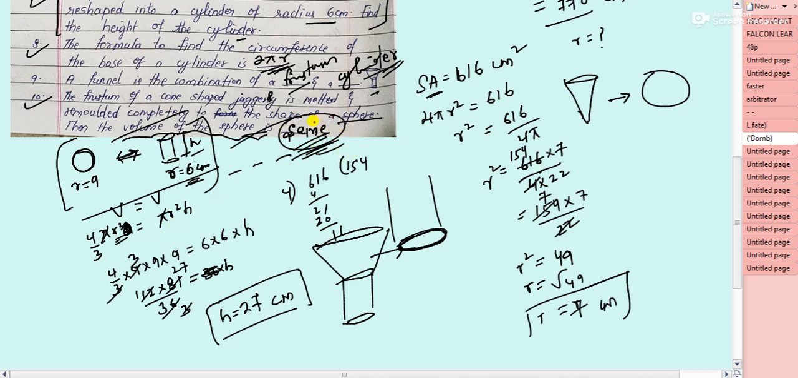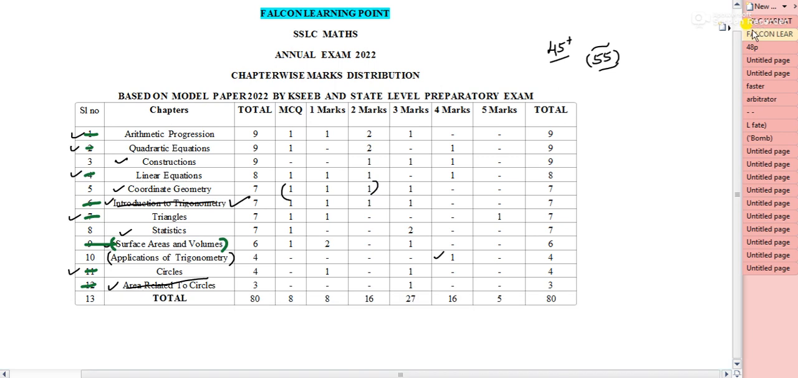Volume remains the same. Okay, so we have covered one more chapter known as surface areas and volume. Got it? Triangles are done, linear equations are done, quadratic equations done, AP done. Even circles are done. We'll move to constructions.